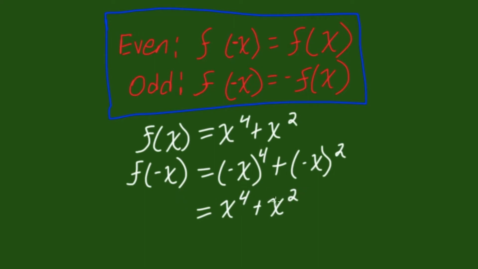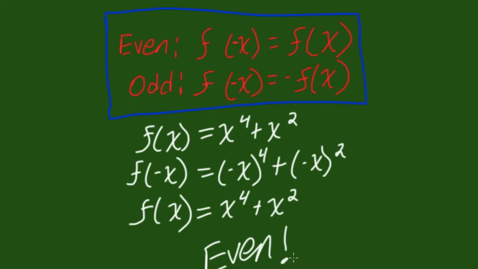And if we look at this, this is the same as our original function. So this is just f of x, which, as we can see, is the first rule up here. We have f of negative x, and when we do that, we get f of x, or the original function, meaning that this function is even. Let's look at another example.